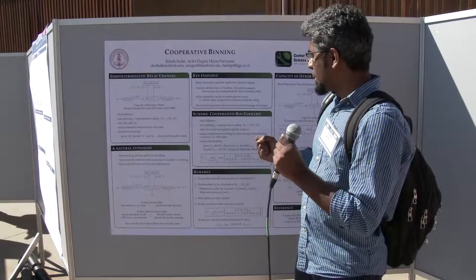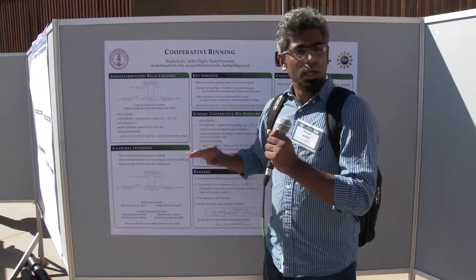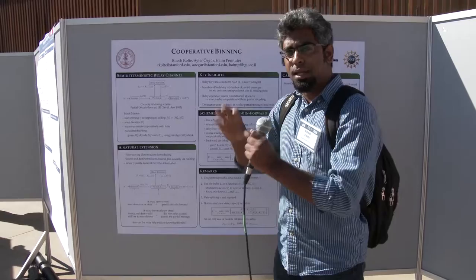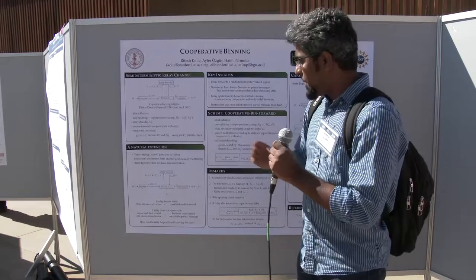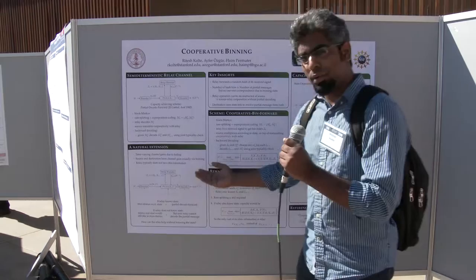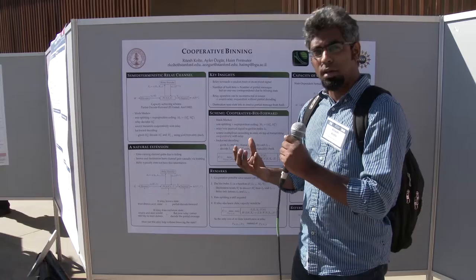So the main idea of the scheme is that in this situation, the relay does not attempt to decode any part of the message. It simply takes its received signal and bins it and transmits the bin index in the next block. And the source conditions its transmission on the relay's transmission for cooperation. So because the relay does not know the state, it is not able to decode part of the message. However, after it forwards this information, the destination knows the state and it can resolve the partial message from the bin index.